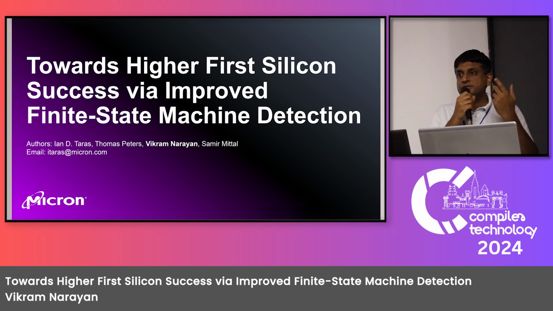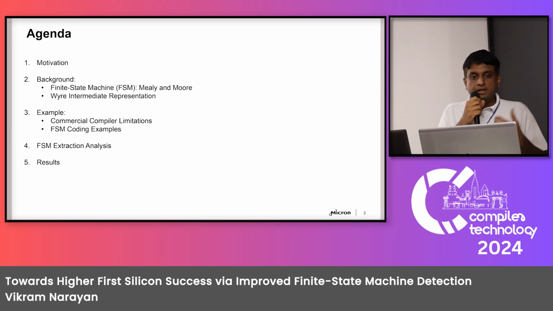Identifying finite state machines in the code is not the only thing that is needed to enable first silicon success, but it is a necessary condition, not necessarily a sufficient one. It's basically a prerequisite. So here I would go through the problem, the approach that we have used, and some analysis against some of the benchmarks that we have internally.